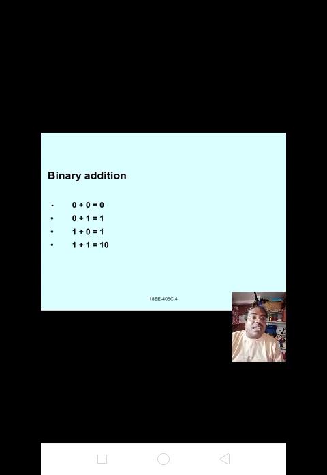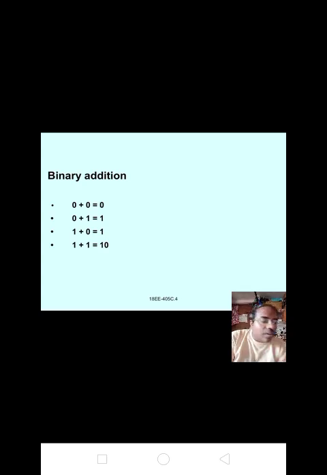First concept is binary addition. You know addition: 1 plus 1 is 2, 2 plus 1 is 3. Here in binary addition, only 2 values are there: 0 and 1. 0 plus 0 is 0. 0 plus 1 is 1. 1 plus 0 is 1. 1 plus 1 is 0 and carry is 1. 1 plus 1 means 10.